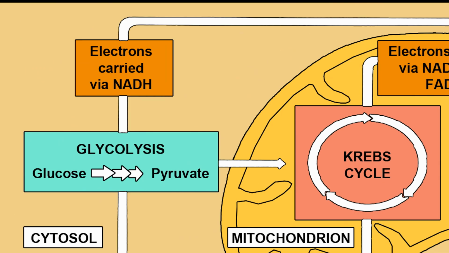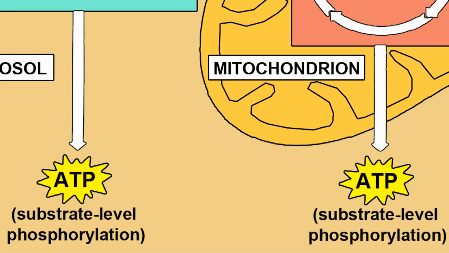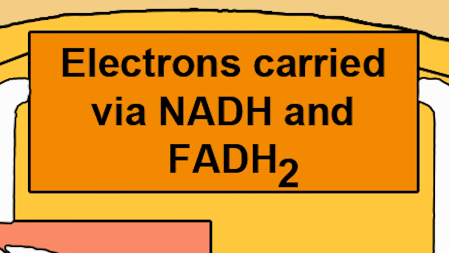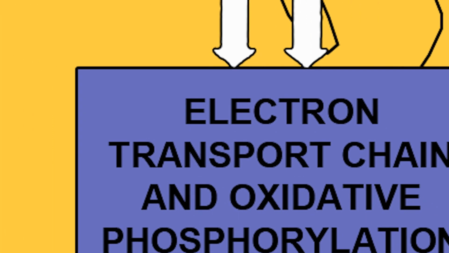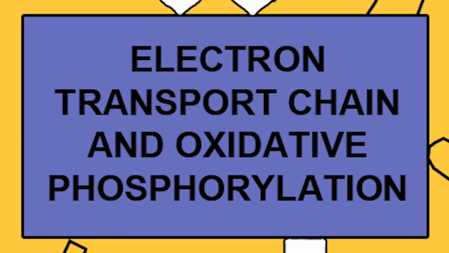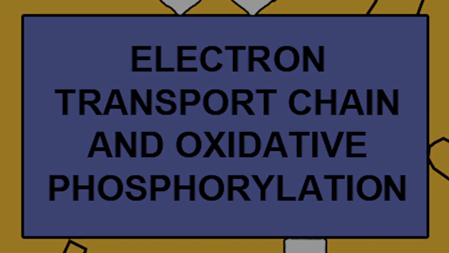Both glycolysis and Krebs cycle produce ATP through substrate-level phosphorylation. The energy in glucose is transferred to electrons carried in NADH and FADH2. These NADH and FADH2 then go into the electron transport chain and produce ATP through oxidative phosphorylation.